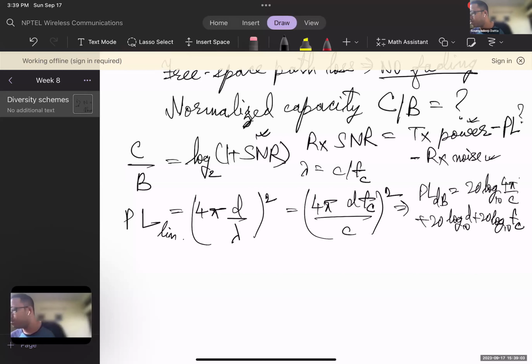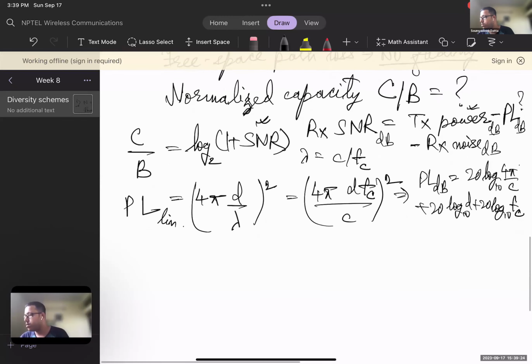So of course, this calculation is in dB scale, right? The received signal, because in dB scale you can subtract. In linear scale you will have to multiply, right? You'll have to multiply the attenuation and all. Or divide actually. So you can just calculate this in dB scale.